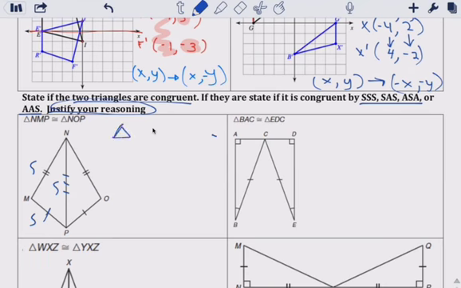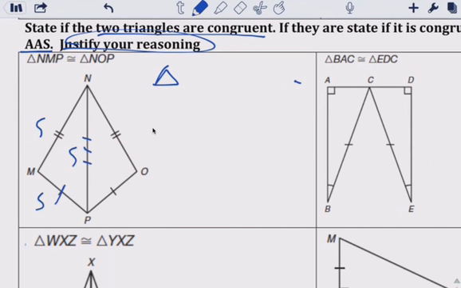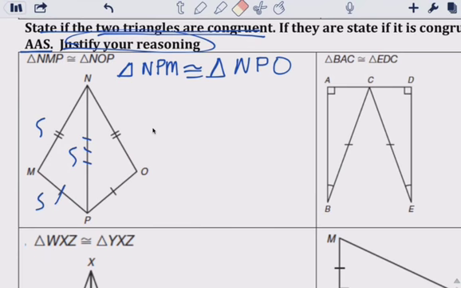So triangle NPM is congruent to, that's state if the two triangles are congruent, so we're stating it, they are. Triangle NPO. Make sure they're in the same order. If not, I'm taking a point off. Okay?